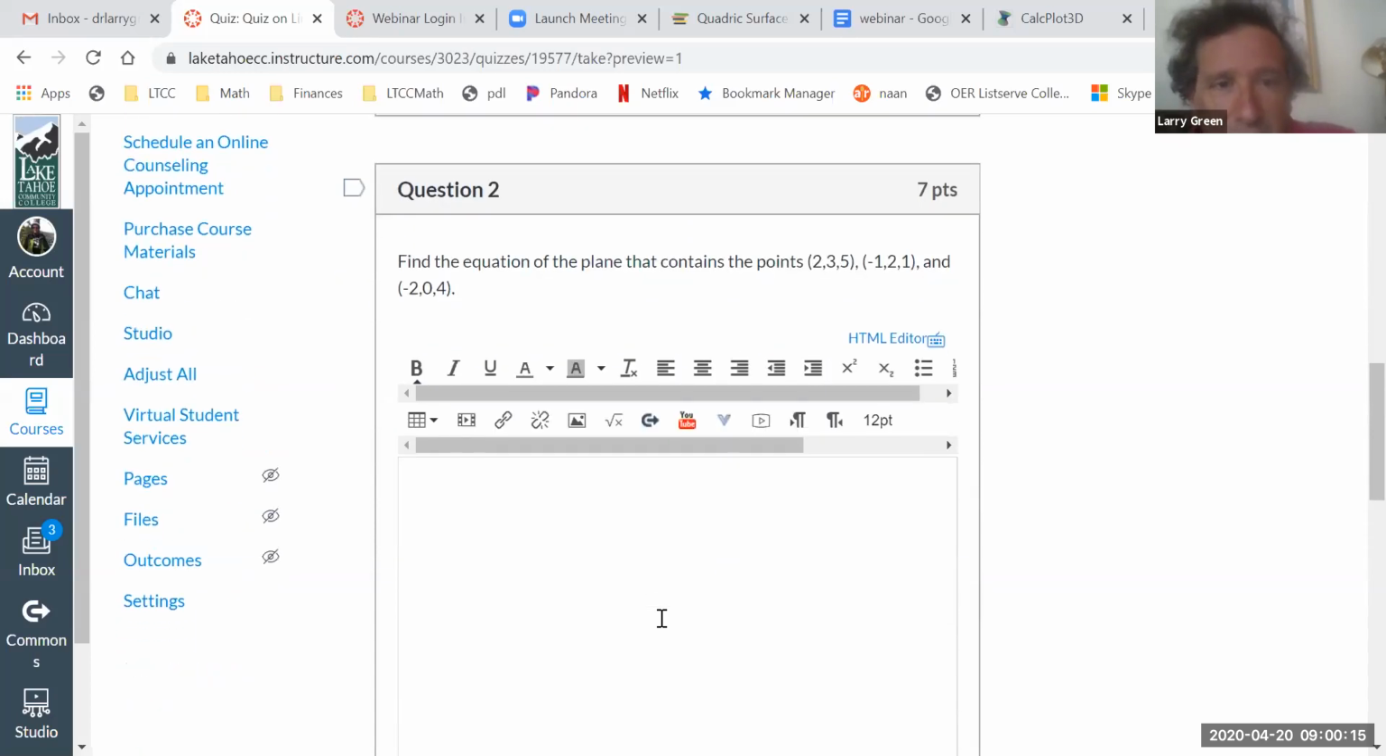Okay, let's look at question 2. Find the equation of the plane that contains the points (2, 3, 5), (-1, 2, 1), and (-2, 0, 4). So on this one, what we need to do is remember the equation of a plane, let me just write this out, is that n dotted with, so if you remember, you take the normal vector, you dot it with (x minus x naught, y minus y naught, and z minus z naught).